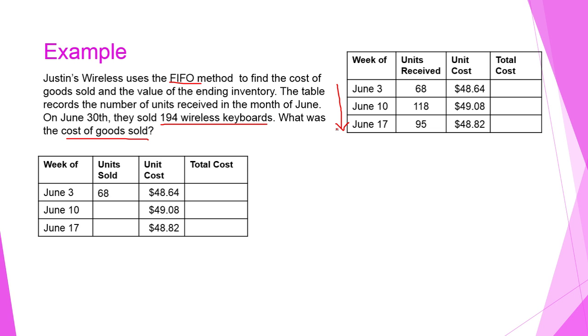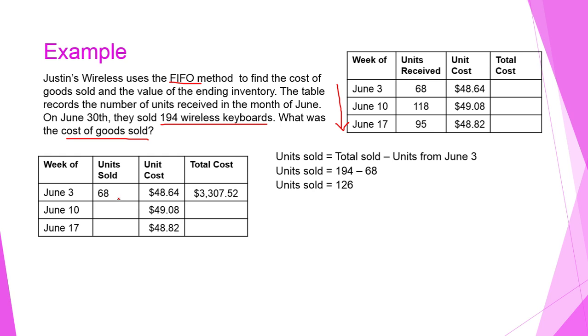Out of the 68 received on June 3rd, all 68 have to have been sold, which means $3,307.52 total. So we are now left with 126 keyboards. So that means from the 118 on June 10th, all 118 were sold, giving us a total cost of $5,791.44.